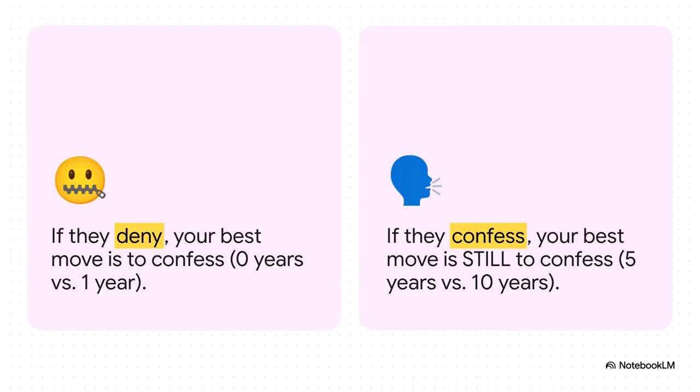So, what do? Let's think it through. Imagine your partner denies. What's your best move? Well, you should confess, right? You go from 1 year in jail to 0. Now, what if your partner confesses? What's your best move then? You should still confess, because 5 years is way better than 10. And here's the kicker. Your partner is sitting in the next room doing the exact same mental math.